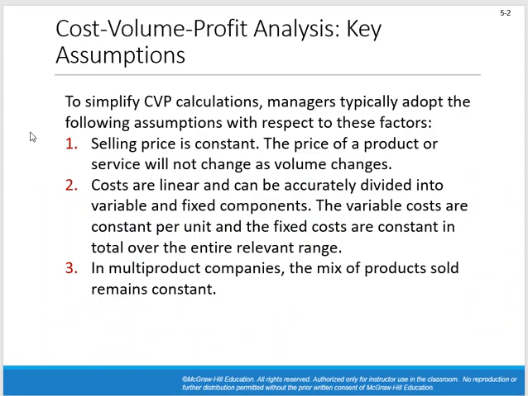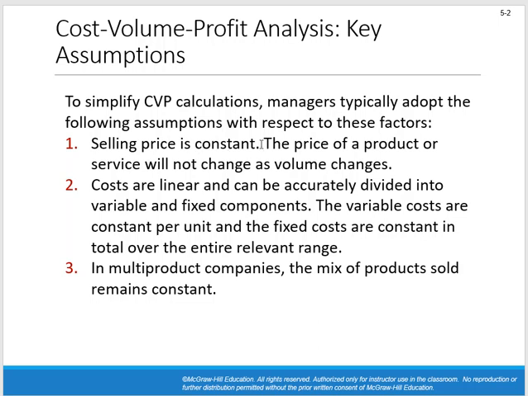So first, a few assumptions. To simplify CVP calculations, managers typically adopt the following assumptions. So remember, in managerial accounting, it's okay to make some assumptions. We're more concerned with relevance and timeliness than we are with precision. So number one, selling price is constant.